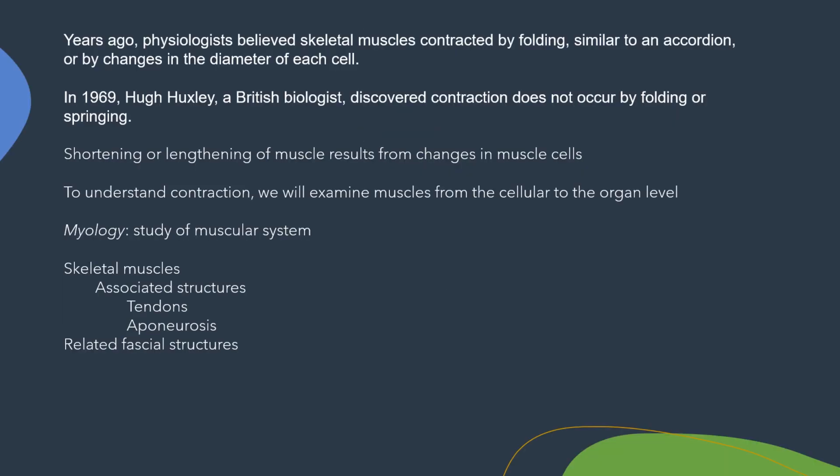As an overview, under the introduction, to me it's interesting to know that prior to 1969, we weren't exactly sure of how our muscles moved. Prior to that time period, they thought that it would fold like an accordion, but in 1969, they discovered for sure that a muscle doesn't move like an accordion or fold up. Instead, it's going to lengthen or shorten depending on the type of cells that are inside that muscle.